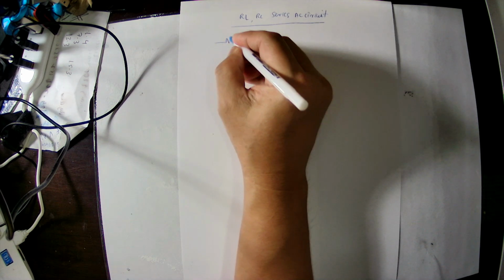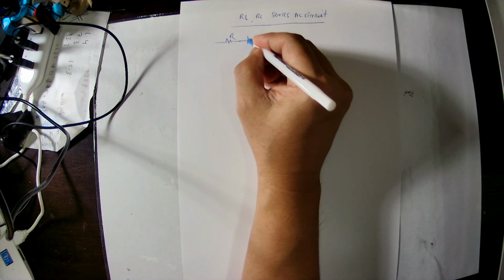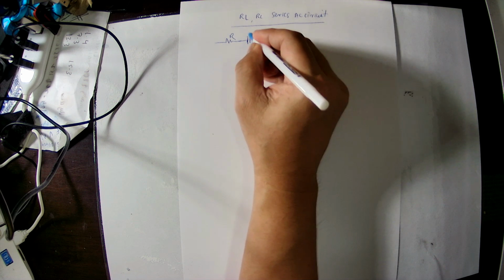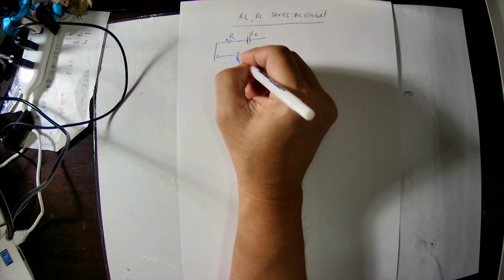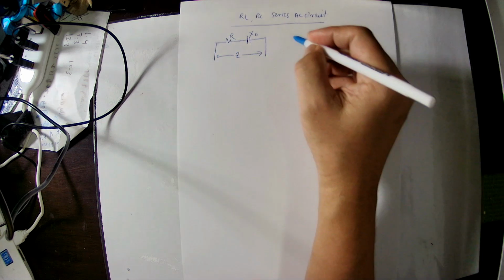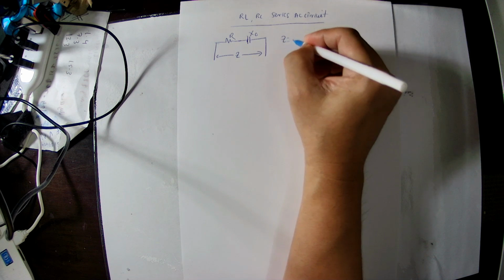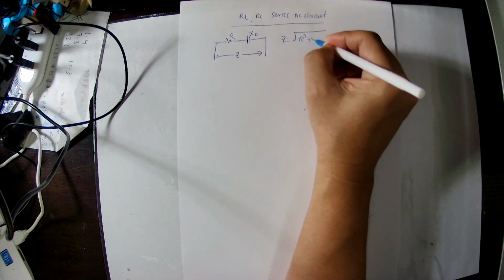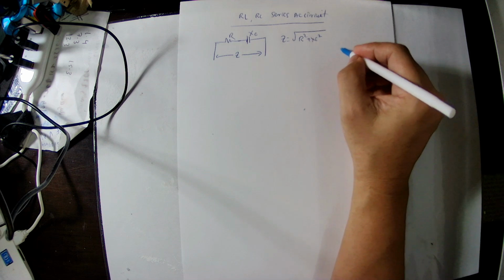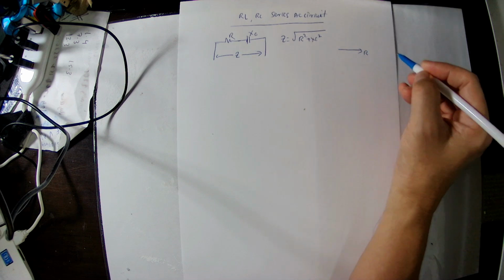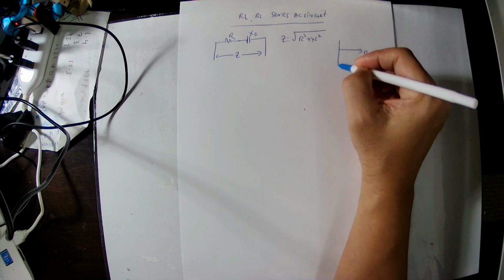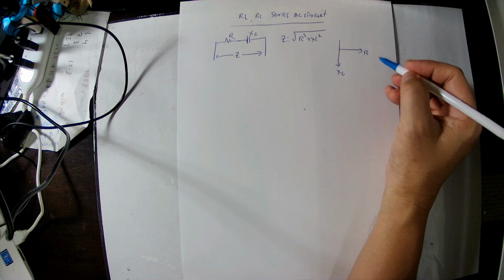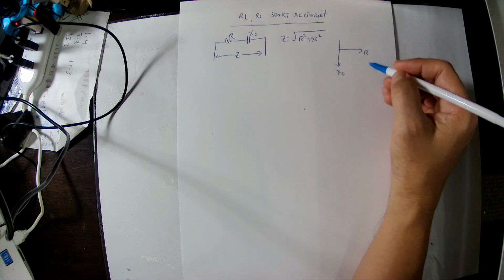Here is a resistor. Here is a capacitor. So resistor R, capacitor XC. So this is impedance Z can be calculated. Z equal to square root of R square plus XC square. In this case, this is a horizontal component, XC is this component. So resistor, capacitor like this.